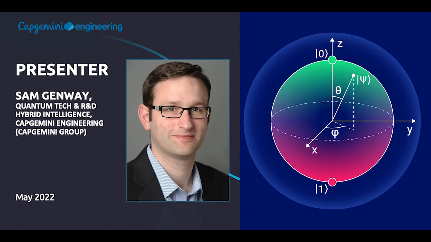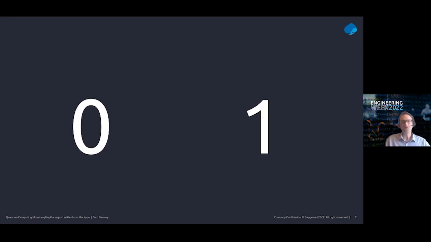Let's talk about quantum computing. I think many of us have a good idea of how computers work in general. It's all about taking zeros and ones and manipulating them, performing calculations with them. And this is used everywhere. We do it all the time, everything from completing our tax returns to modeling some of the more complex industrial processes that we study within Capgemini Engineering.